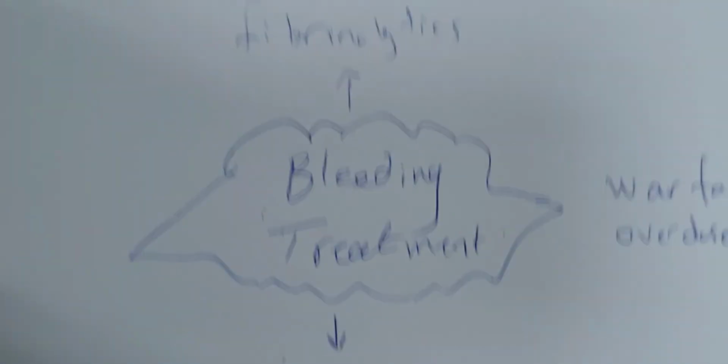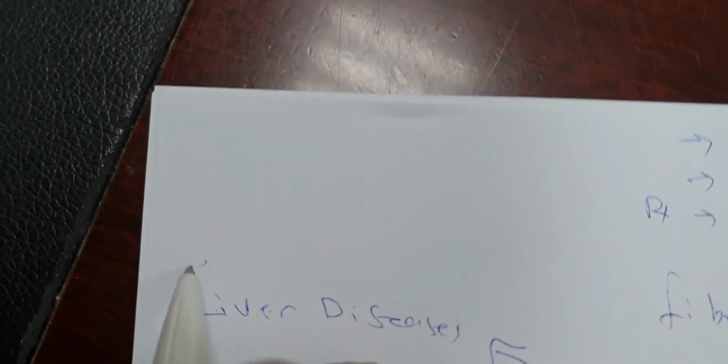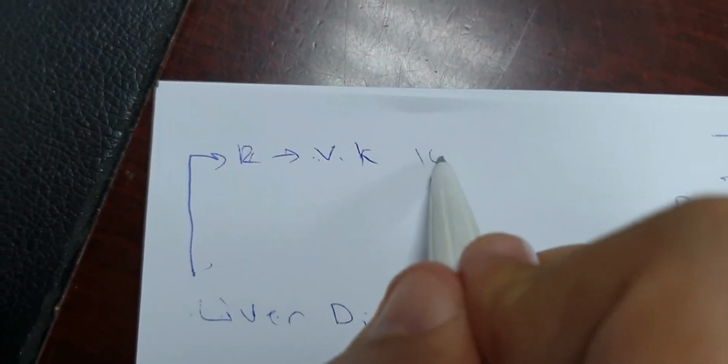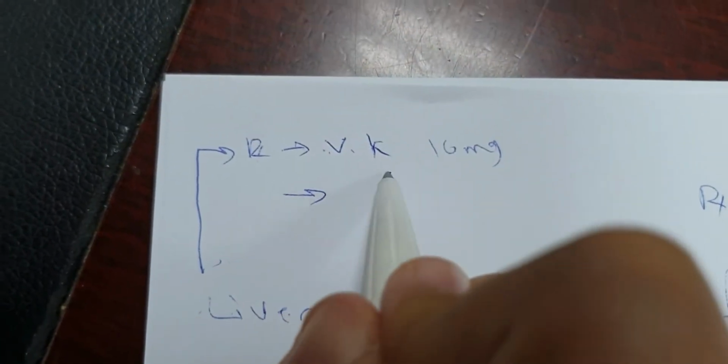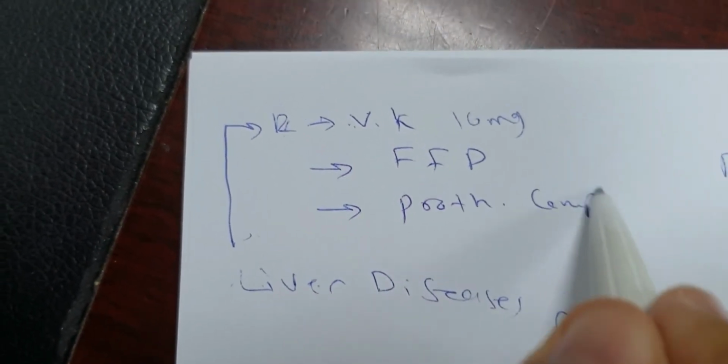And in case of liver disease or chronic liver disease bleeding, here we may use vitamin K, but at a high dose of 10 milligram IV slowly, or fresh frozen plasma, or sometimes we use prothrombin complex if life-threatening bleeding.